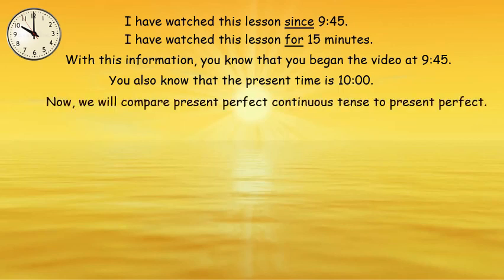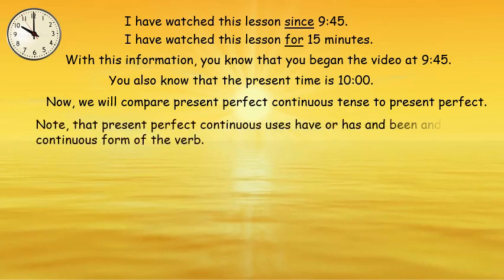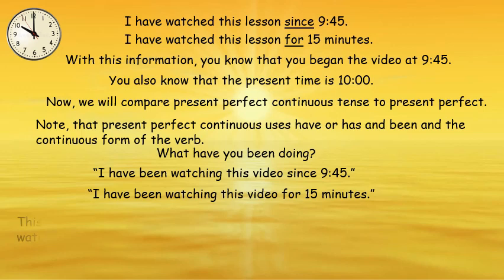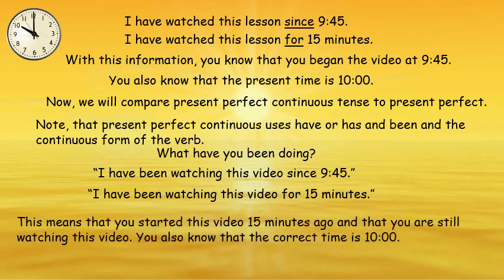Now, we will compare present perfect continuous tense to present perfect. Note that present perfect continuous uses have or has and been, and the continuous form of the verb. What have you been doing? I have been watching this video since 9:45. I have been watching this video for 15 minutes. This means that you started this video 15 minutes ago and that you are still watching this video. You also know that the correct time is 10 o'clock.